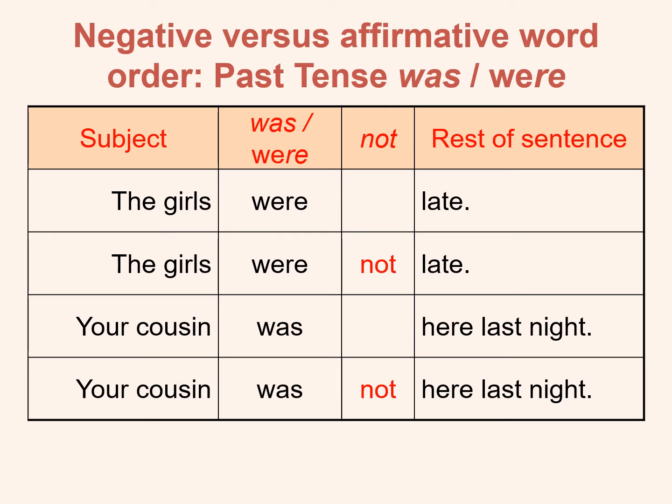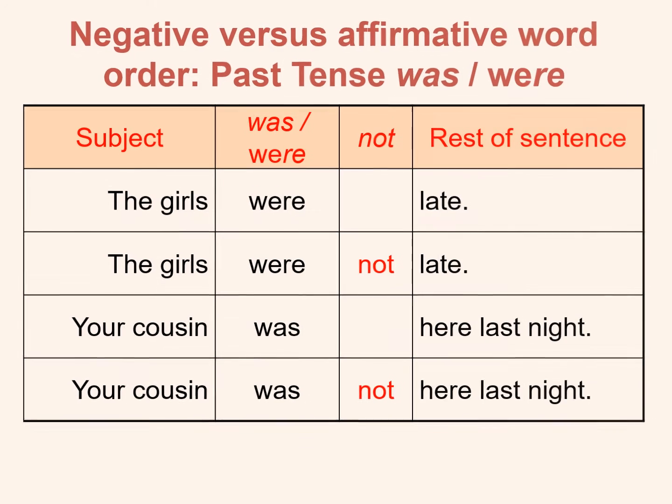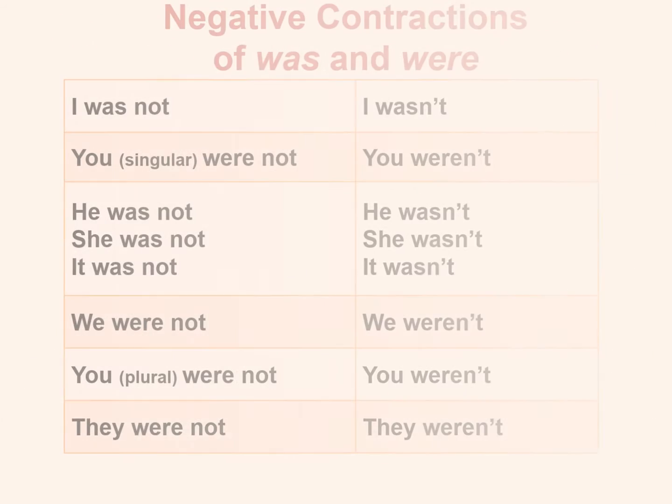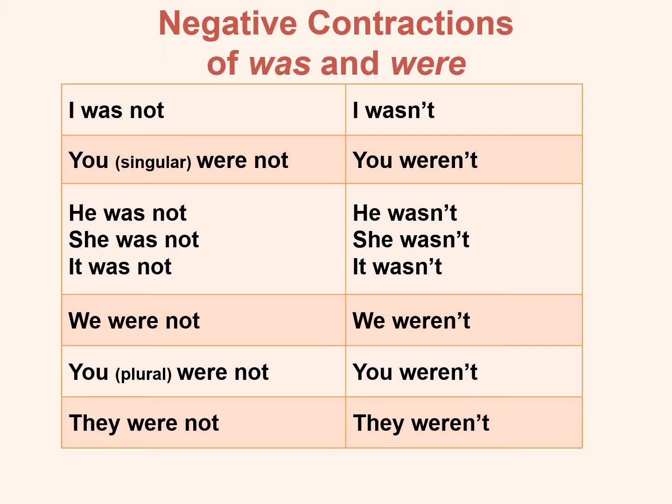In the negative, as is common with auxiliaries of various types, we frequently contract the verb was or were and not. So was not, we get wasn't. Were not, we get weren't. Here you can see examples of was and were not in their uncontracted form and in their contracted forms.